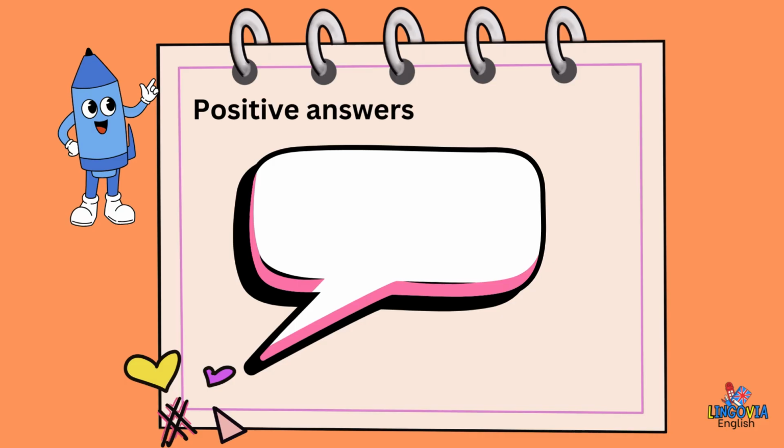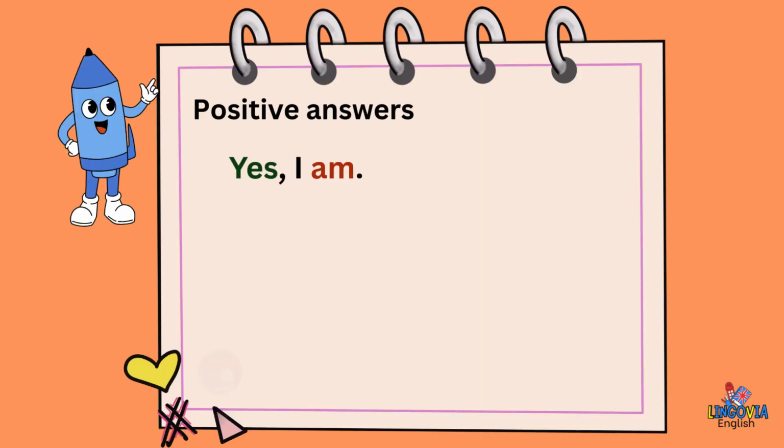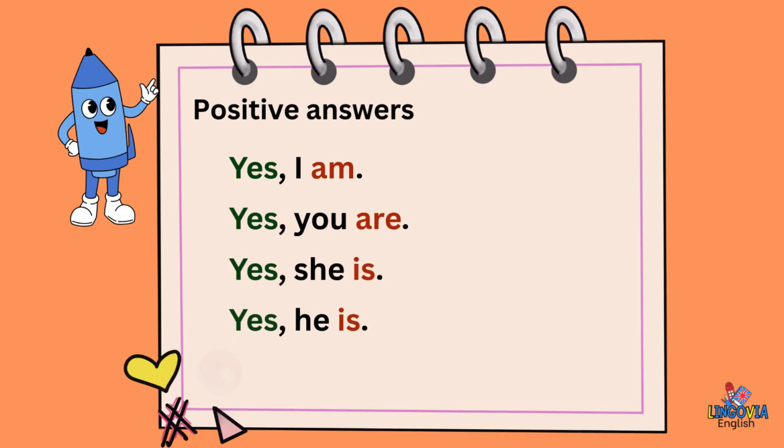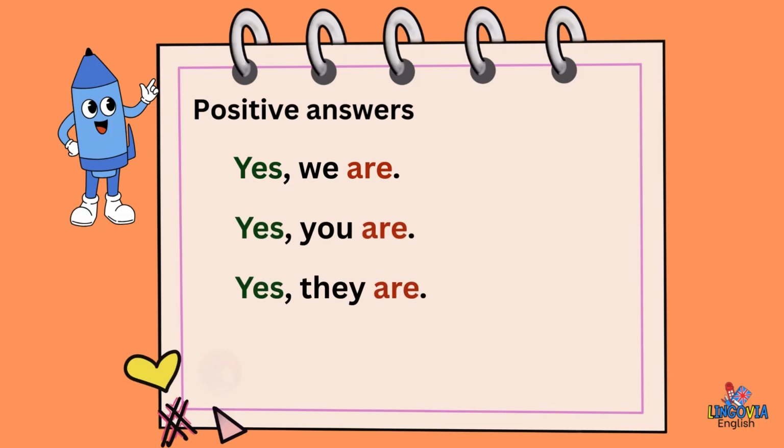Look at the positive answer. You start with yes, then add a comma, the subject pronoun, and the correct form of the verb to be. Yes, I am. Yes, you are. Yes, she is. Yes, he is. Yes, it is. Yes, we are. Yes, you are. Yes, they are.